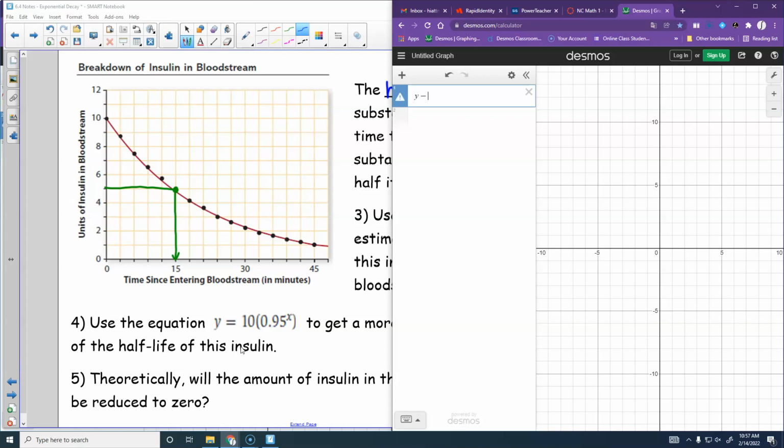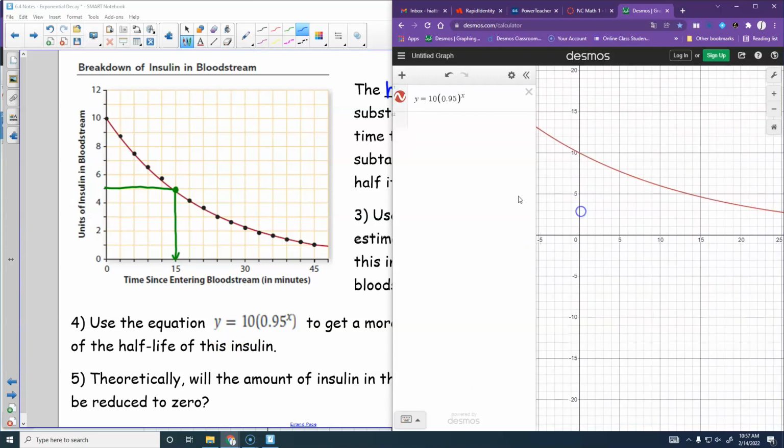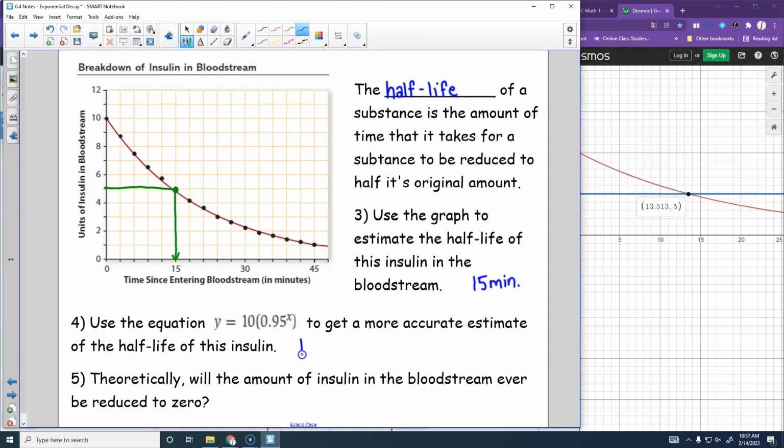So I'm going to type in the equation, y equals 10 times 0.95 to the x power. So we got this graph right here. And then we want to know how much is left? 5. So we're just going to put y equals 5 right here. And we're going to go over here and click 13.513. So 13.513. I feel like that graph's not really all that good that they gave us there. So the equation itself would give us a little bit more accurate estimate there.